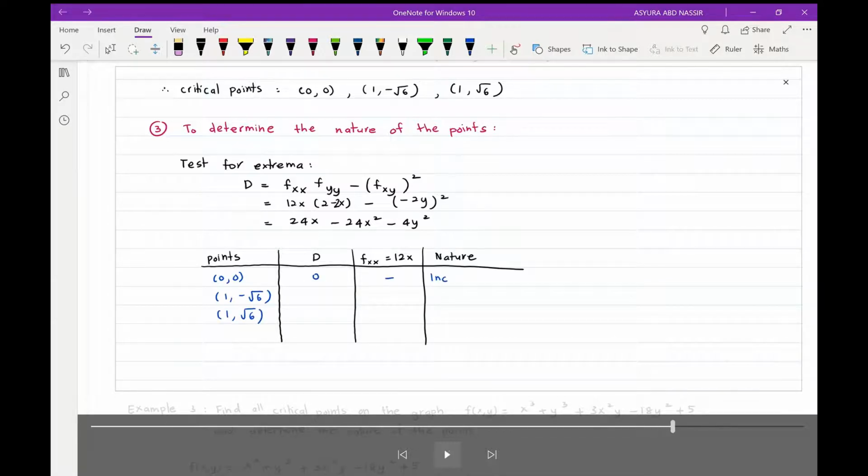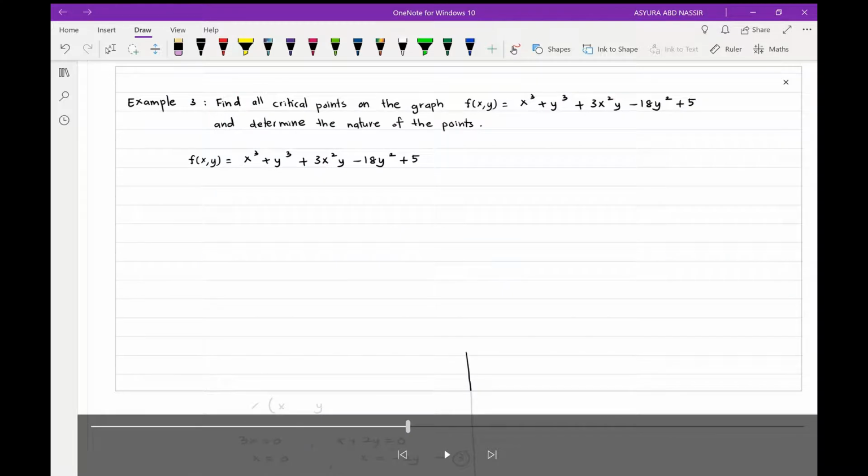Okay, so the first one, for point (0, 0), you will get your D is 0. That means you will get inconclusive. Second one, you will get your D is negative 24, less than 0, so you will find the nature is saddle point. And lastly, you also will get negative 24, less than 0, which means it is also a saddle point. Okay, this is your final answer.